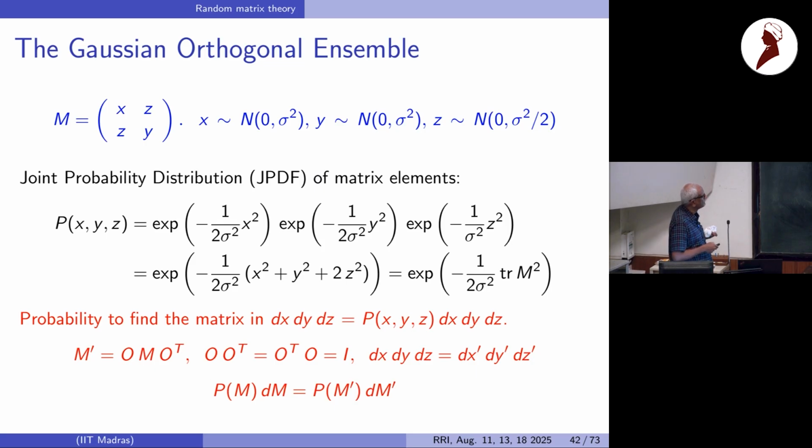Now, I've taken this the following way so that I can write the joint probability distribution of these matrix elements as the probability of x, y, and z, just independent like this. So now this fact that there is a 2 there comes into play. You can take out 1 over 2 sigma squared, and you can write this as x squared plus y squared plus 2z squared. This combination is also the trace of the matrix squared. This 2 is there so that you get trace of M squared.